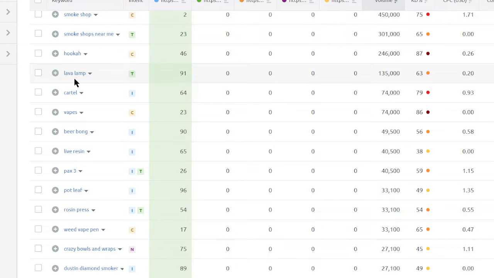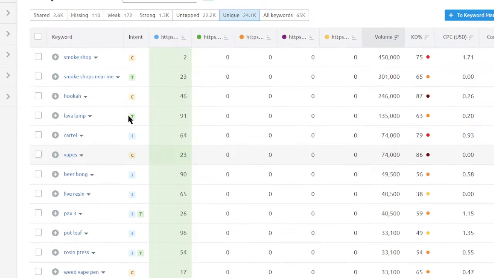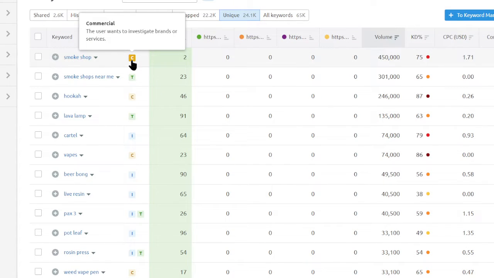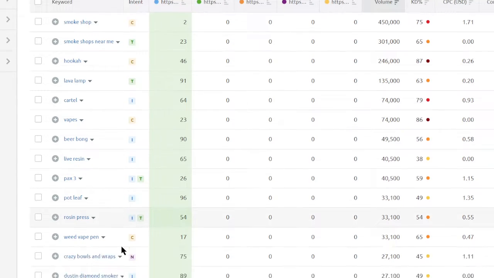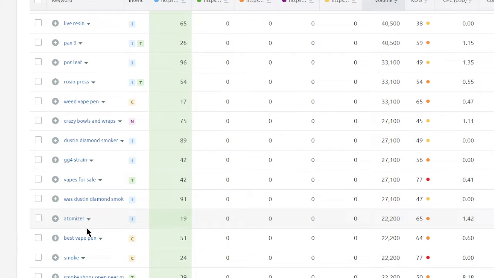Okay, so lava lamp, a person is in between. He knows what he is looking for, and you can convert him, right? And a transactional person knows absolutely that he's going to buy a hookah. He's looking for a hookah. Probably he's going to buy a hookah. Okay, so you can get different ideas, and what you have to do is again you have to research.